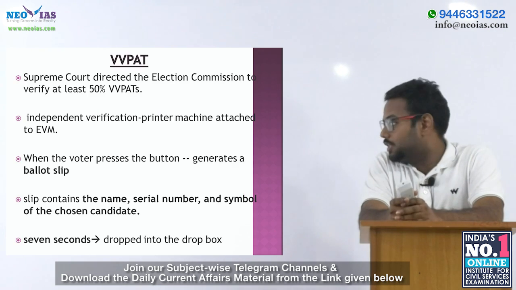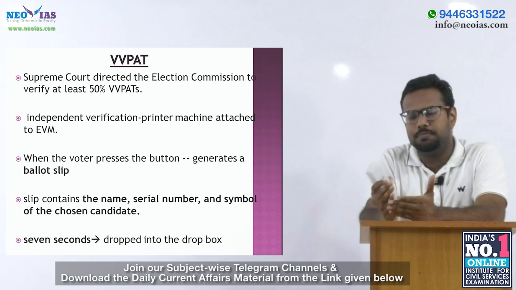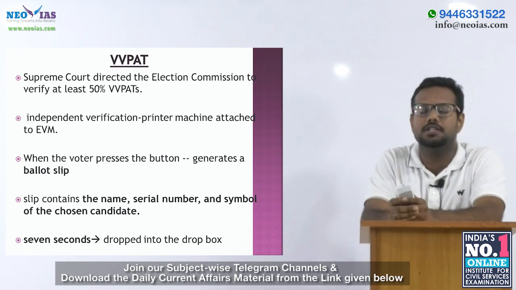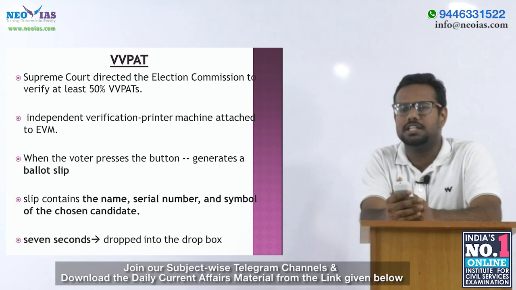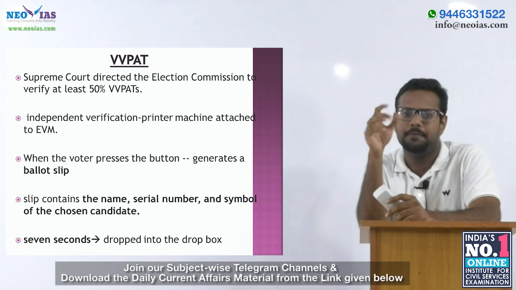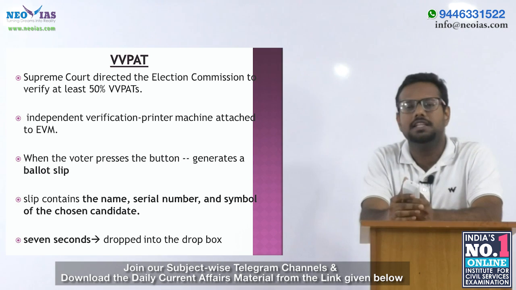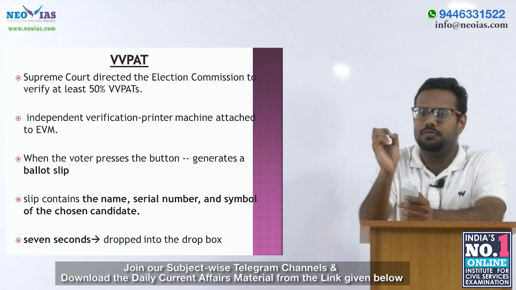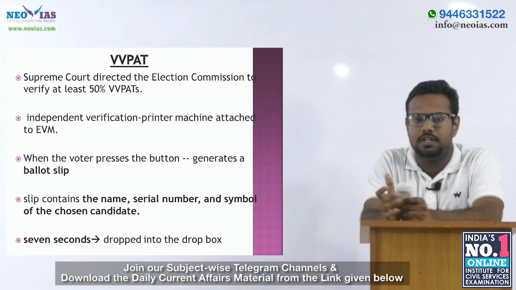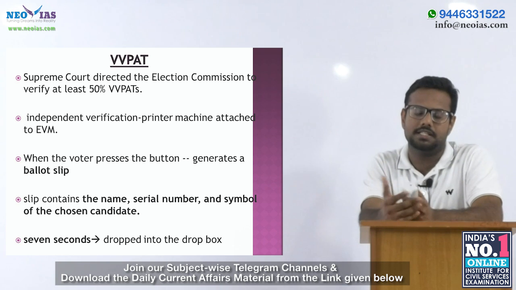And our very first news is about the VVPAT, that is Voter Verifiable Paper Audit Trial System. Recently, on a plea by the opposition parties, the Supreme Court directed the Election Commission to verify at least 50% of the VVPATs. Earlier, the Election Commission decided to randomly choose one polling station in every assembly constituency and to verify the VVPATs of that particular booth or polling station. But the Supreme Court directed the Election Commission to verify at least 50% of the VVPATs in an assembly constituency. So that makes a huge difference in order to increase the transparency of the election system.